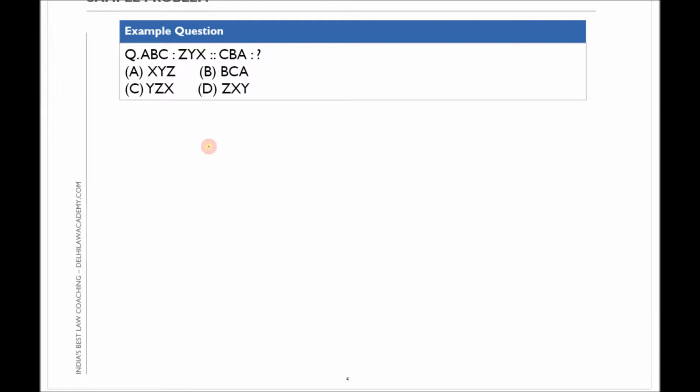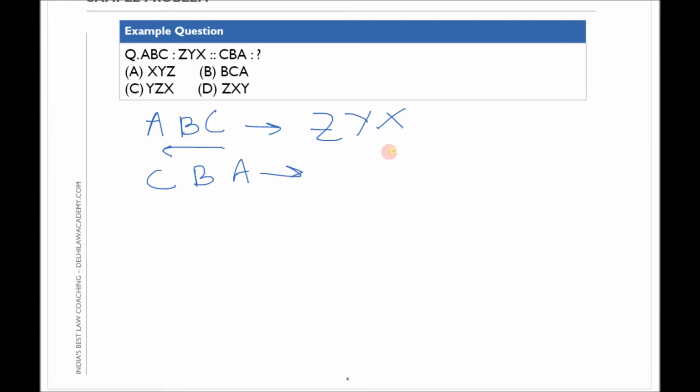So there are actually a number of ways to solve this question. The first and the most simple way is just to see that ABC becomes ZYX. So for CBA, since this is just the whole thing reversed, you expect this also to be reversed. So you expect it to be X, Y, Z, and you would not be wrong because that is the correct answer. A is the correct answer, so that's absolutely fine.